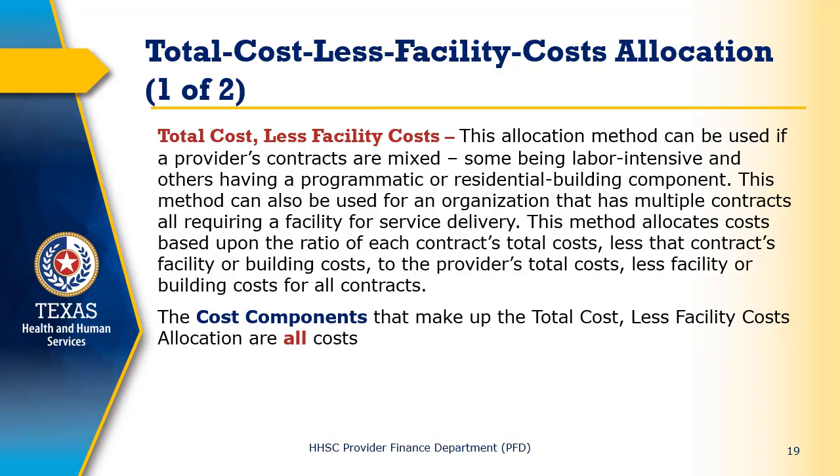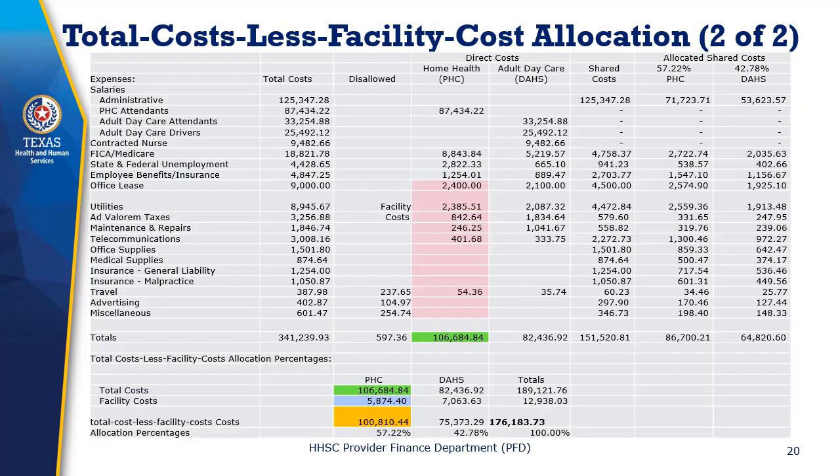When using the total cost less facility cost allocation method, the facility costs to be removed from the cost calculation include lease or rental of building, facility and building equipment, insurance for those items, utilities, maintenance, and contract services of those items, mortgage interest, ad valorem taxes, and depreciation for building, facility, building equipment, land, and leasehold improvements. In this example, the direct facility costs for the PHC contract, highlighted in pink, are summed and carried down to the small table in the cell highlighted in blue.